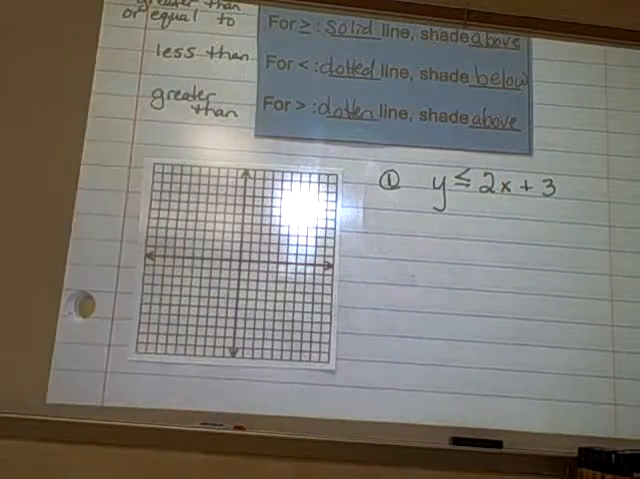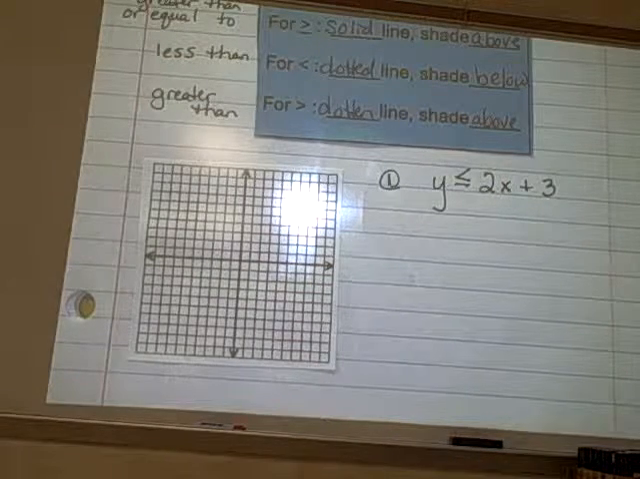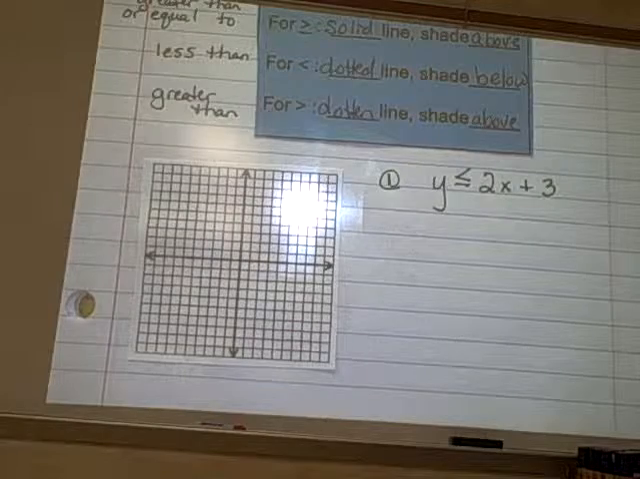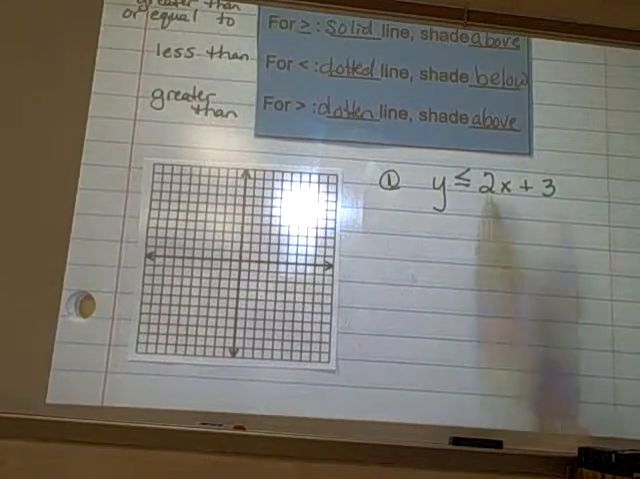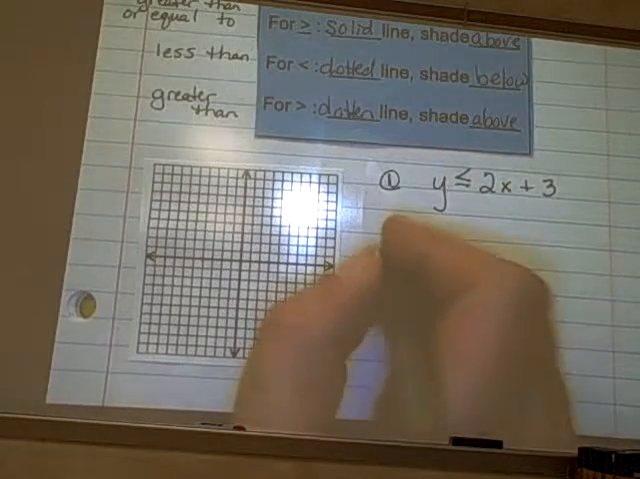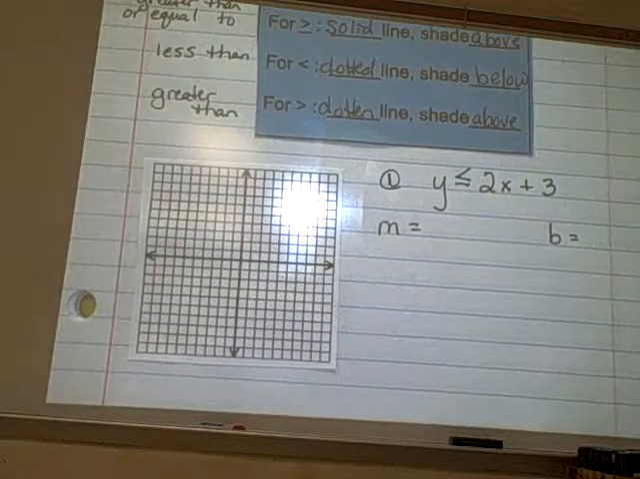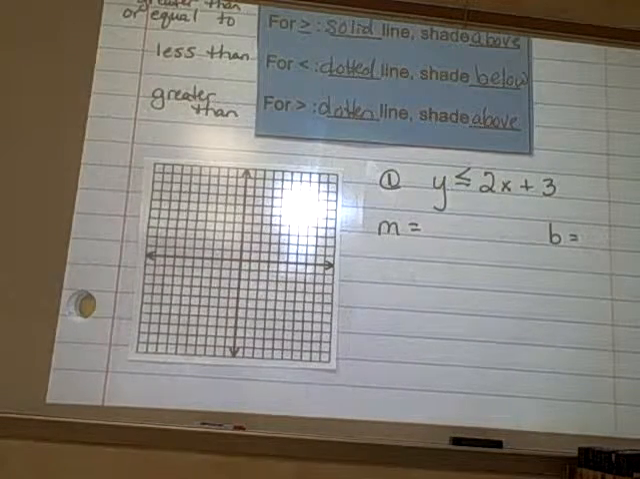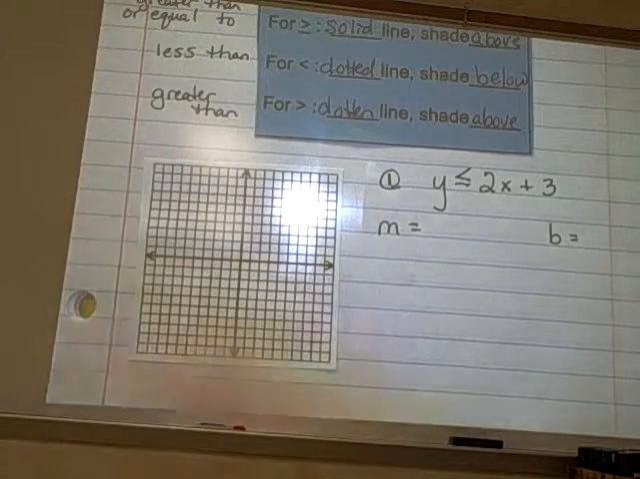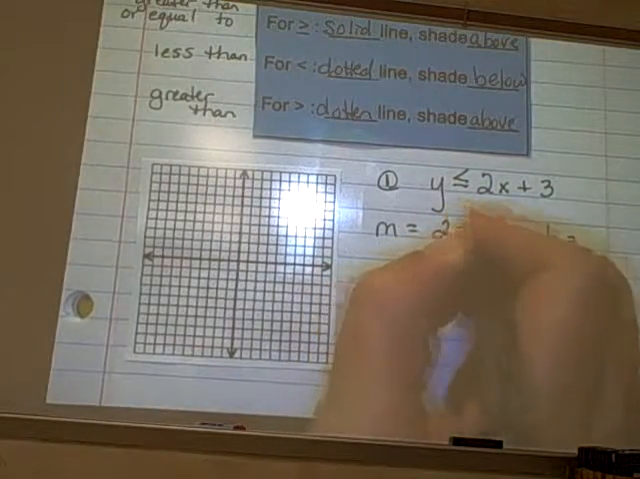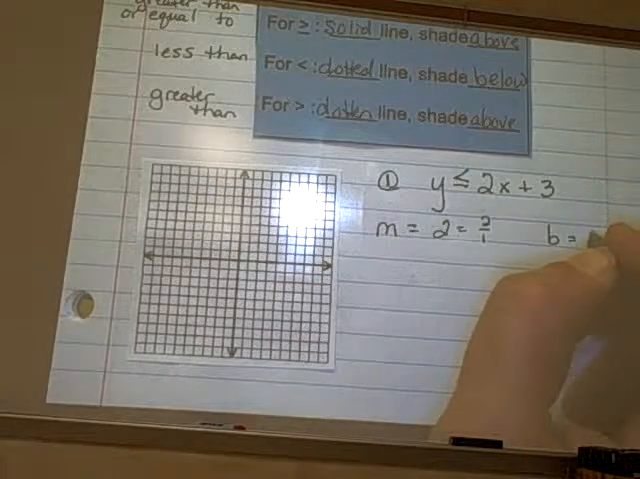Is it in y equals mx plus b form? Is the y already all by itself, is what I'm asking. Yes, it's already by itself. All this other stuff is over here. So if that's the case, can you tell me what the m number is and what the b number is? Okay, m is 2, or 2 over 1. Good, and b is 3.